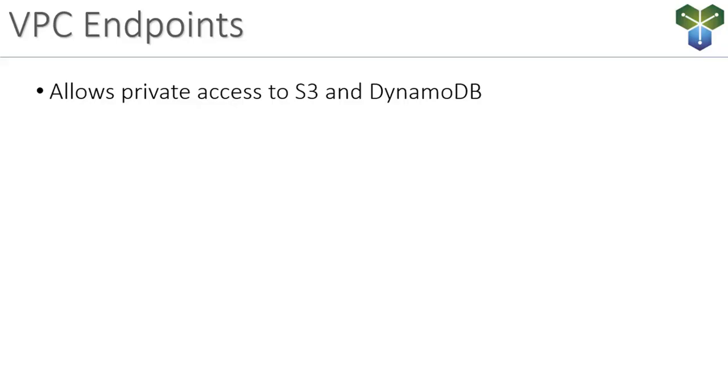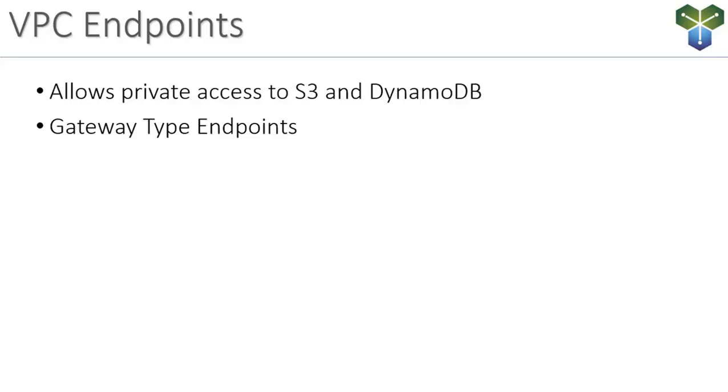I don't want to have to create a VPN. I don't want to have to set up NAT. I want to just allow my internal VPC resources to communicate privately and securely to S3 and DynamoDB. And so what I can do is I can create a gateway type endpoint. These are available only for AWS services like S3 and DynamoDB.